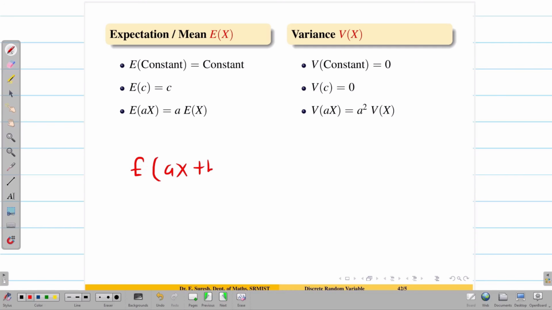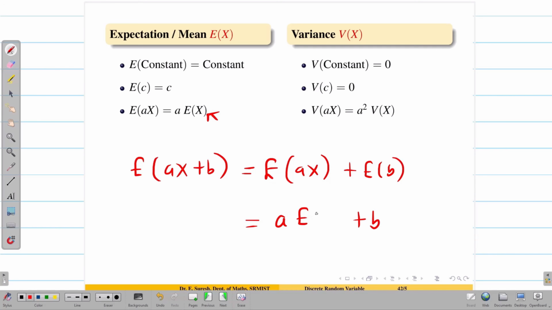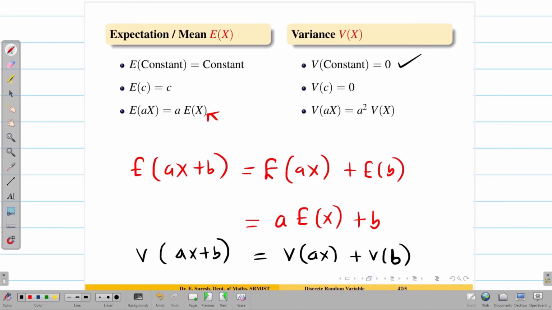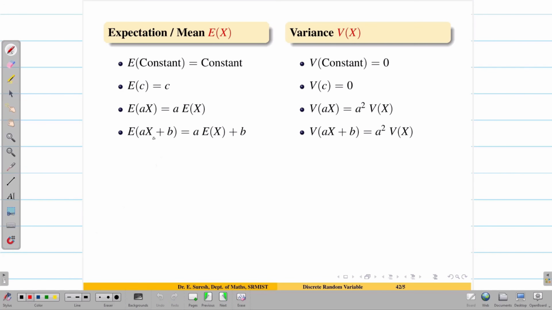Next, E of ax plus b, where a and b are constants, satisfies the linear property. So I can write this as E of ax plus E of b. Since a and b are constants, expectation of b is b, and using the previous rule, I can write this as a into E of x plus b. But in the case of variance, variance of ax plus b is variance of ax plus variance of b. We know that variance of a constant is 0, and using the previous property, I can write this as a square into variance of x. In a similar way, if you have minus instead of plus, you are going to get just minus for the expectation.